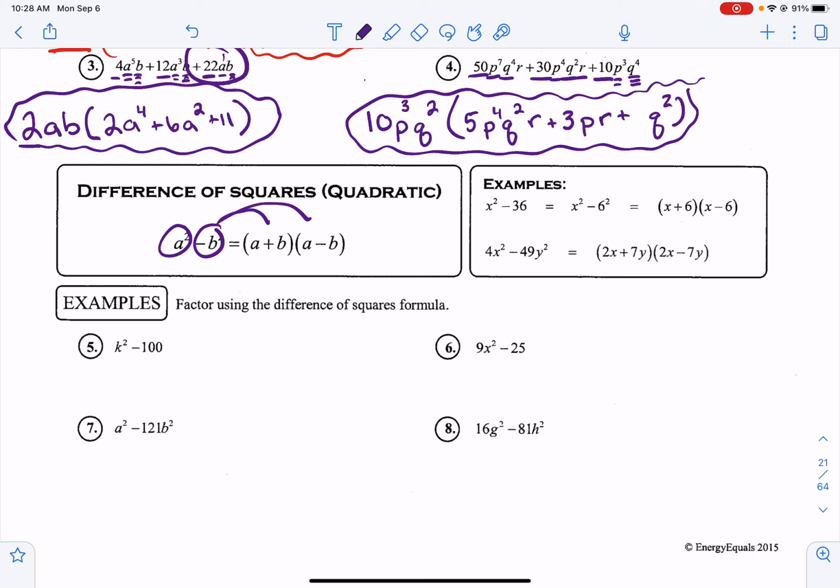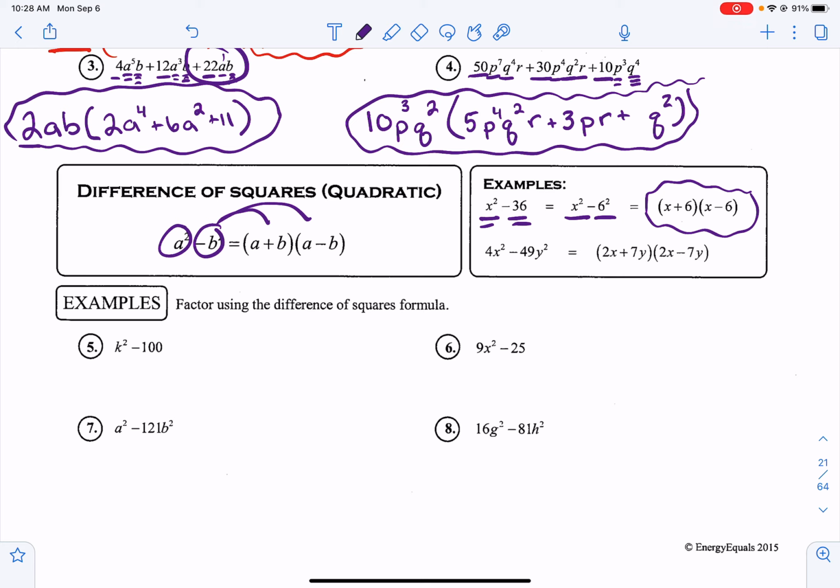So for example, over here on the right, x squared minus 36. Well, that's just x times x minus 6 times 6, right? So it's x squared minus 6 squared. So if I were to factor that, it would look like this, x plus 6, x minus 6.